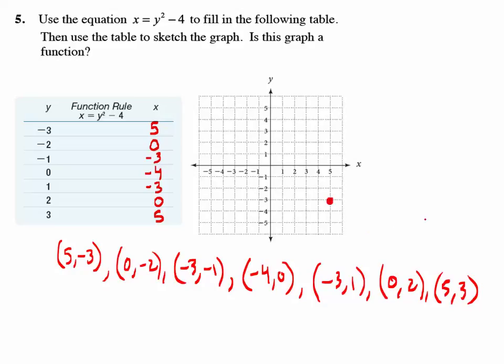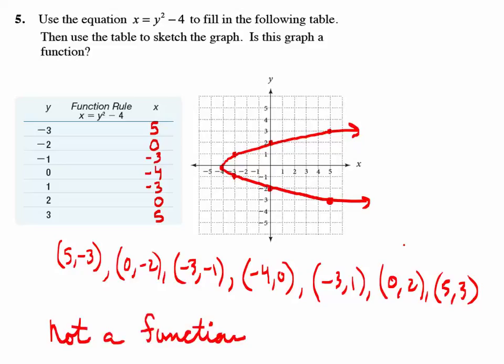Alright, some of you guys are already finished here. 5, -3. 0, -2. Then goes on to -3, -1. Goes to 0. Then above the x-axis would go like this. As you graph them, they have to be graphed out to the right. And we say not a function, right? It's going to cross this at more than one spot as soon as you go past -4.